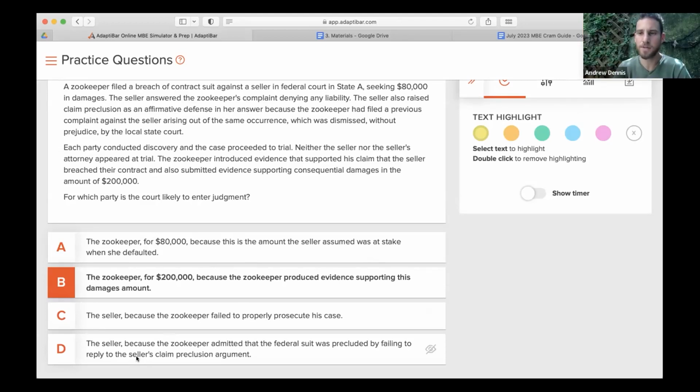So Iona is asking, can you please clarify generally the difference between issue and claim preclusion?